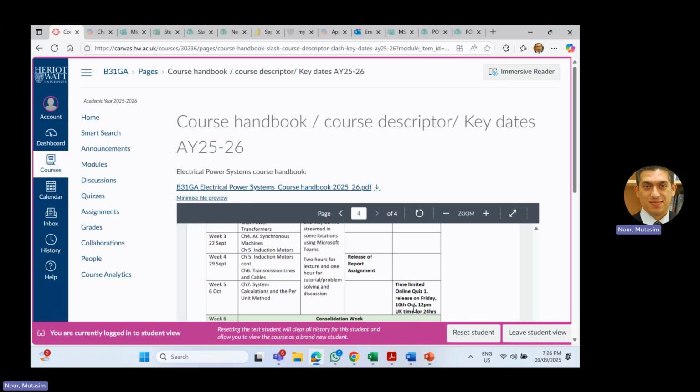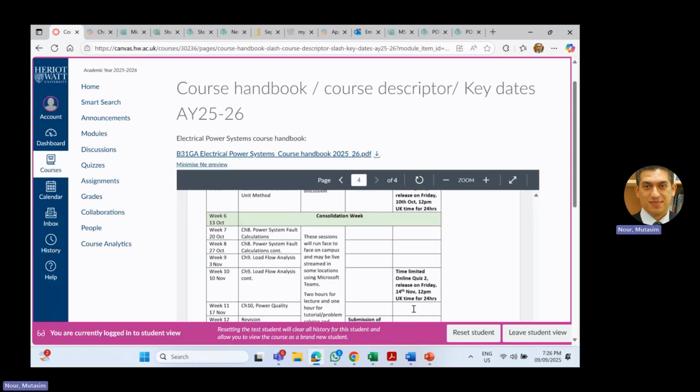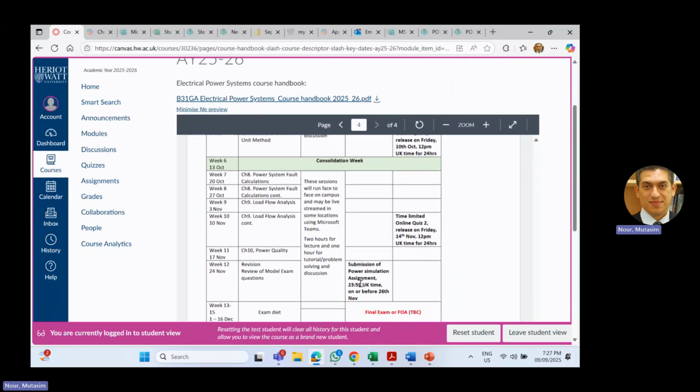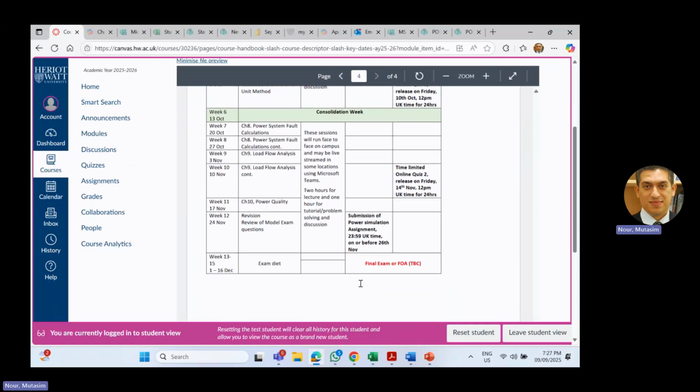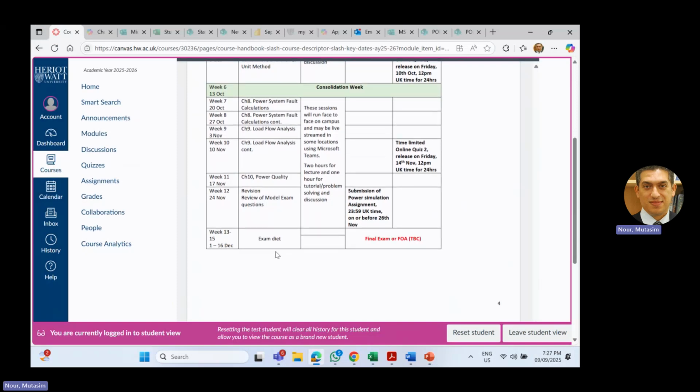Available. Okay, what we're going to cover every week. And here, this is the second quiz in week 10. And the submission is in week 12 for the assignment. So you have 2 months to do it. It doesn't require 2 months. Maybe 1 week after you revise is more than enough, right? And the final exam will be in weeks 13 to 15, normally from 1st or 2nd to 16th of December, right?